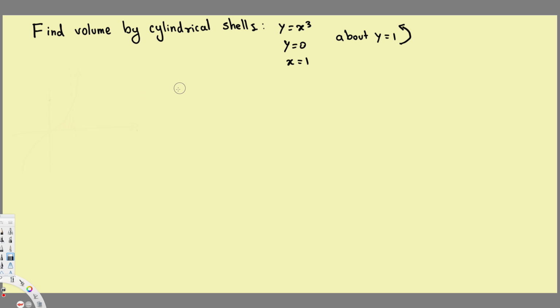Let's see how we can find the volume of the region bounded by these two equations: y is equal to x cubed and x is equal to 1. So let's draw the diagram. First we have to draw the y is equal to x cubed graph. That's going to look something like this. And this is our y is equal to x cubed graph, and this is going toward x is equal to 1. So x is equal to 1 is going to be a line.